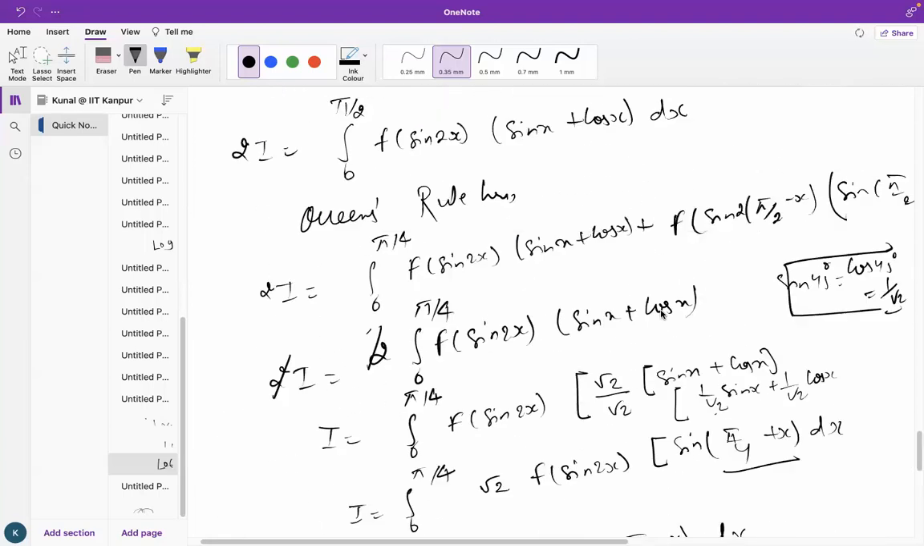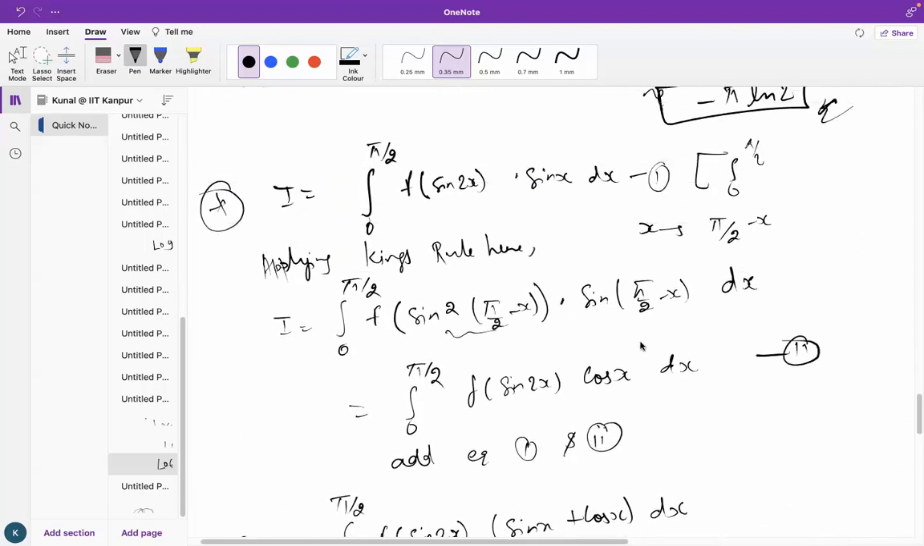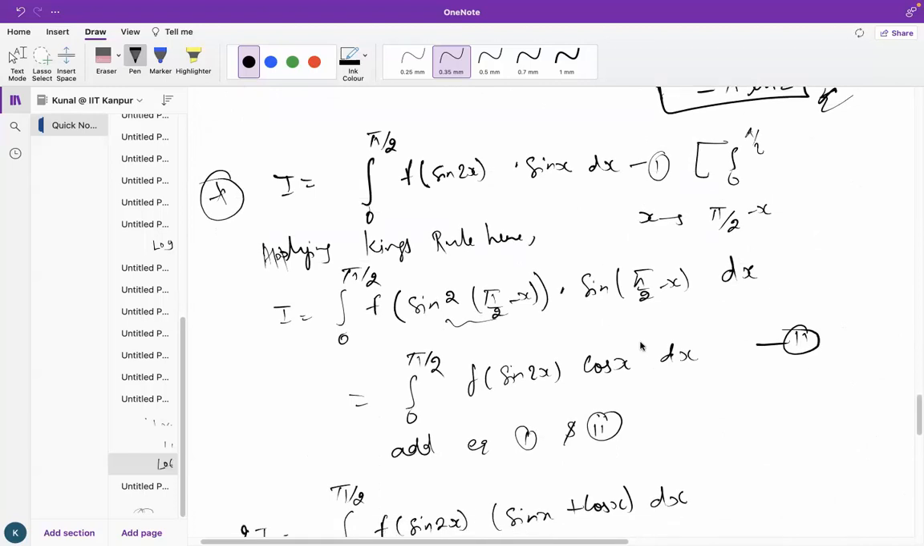See, this problem is based on using the combination of King's and Queen's rule. First, I apply the King's rule. First, observe the question. What is the question actually saying? I have to integrate, but there is a function of sine 2x. I didn't know what the function is, right? So what I'm trying to do here, let me write the function like f of sine 2x, sine x dx. Now apply the King's rule here.